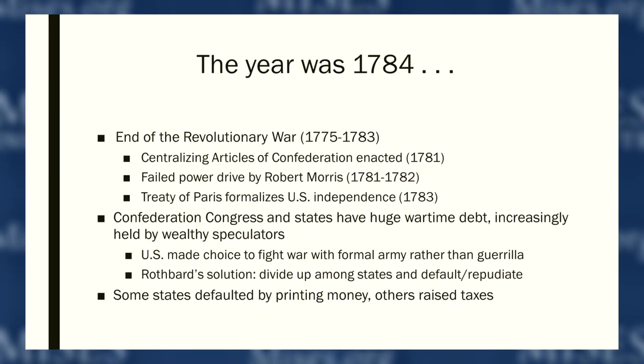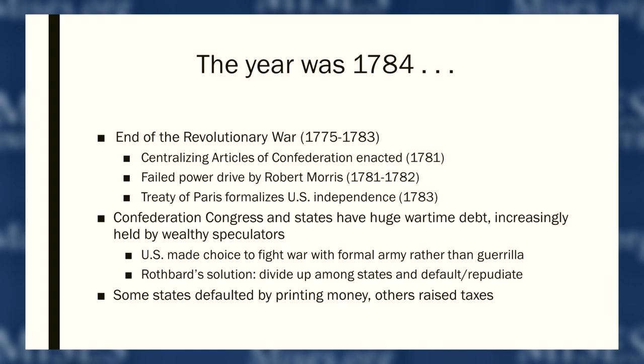So this is just sort of a brief overview, and then we'll be going through each part in more depth, all right? So the year was 1784. I remember it like it was yesterday, right? It was the end of the Revolutionary War. So now we're going to go through your elementary school history class, really fast. This one bullet point: the end of the Revolutionary War, 1775 to 1783, and these final three points Rothbard talks about in Conceived in Liberty, Volume 4.